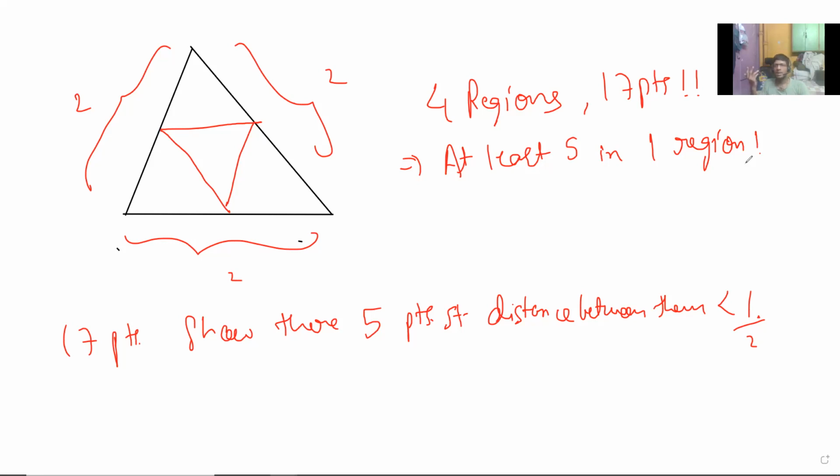But you can say it in many other ways. You can say that the average number of points is 17 by 4. If the average of 4 things is 17 by 4, then at least one region should have got at least 17 by 4. Otherwise, how could the average be 17 by 4? But then if it has 17 by 4 points, it should have 5 points. So you can say it in many ways.